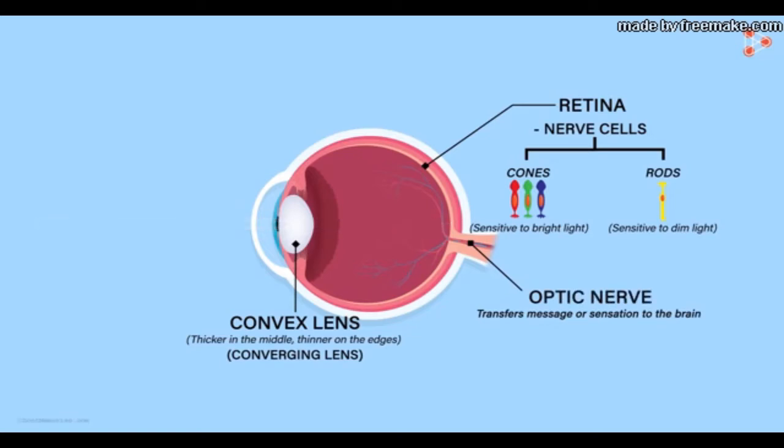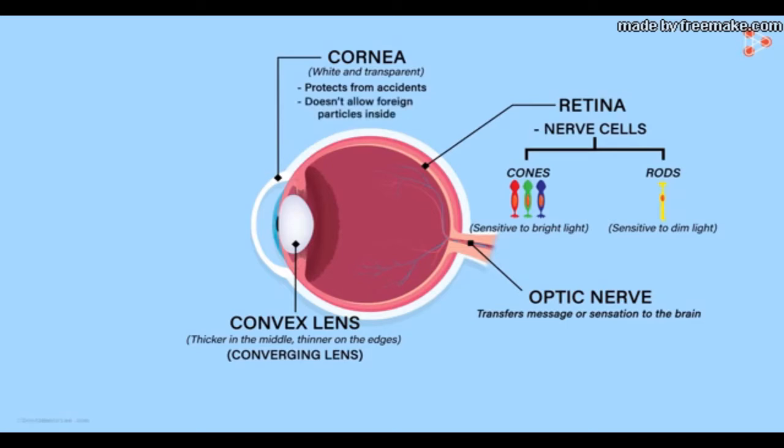Okay, let's quickly recap what we learned about the human eye. The human eye has a roughly spherical shape. The outer part of an eye, called the cornea, is a thick white transparent wall which protects the eye from accidents and keeps the foreign particles from entering inside. Behind the cornea, the colorful part of the eye, called the iris, is present. It has a small opening at the center called the pupil.